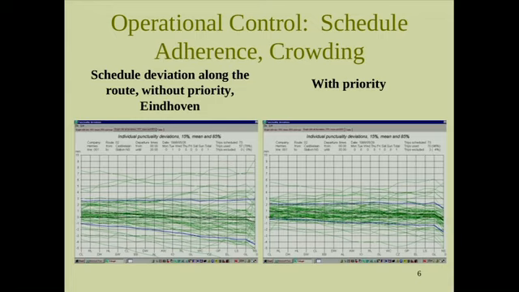So with that, you see how much tighter the lines are, how much better the reliability is, because the priority system is able to keep those buses right on schedule.